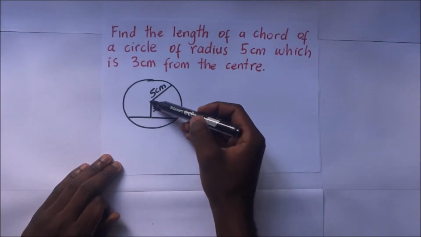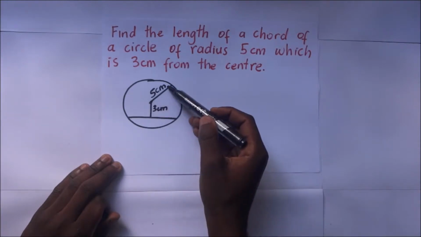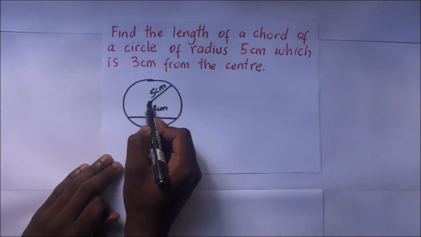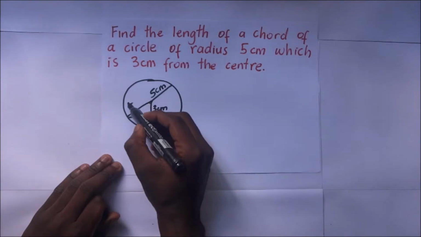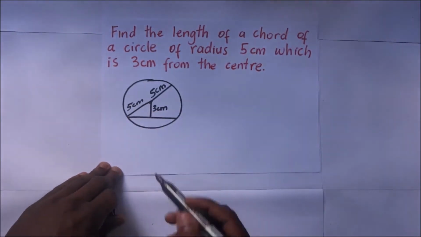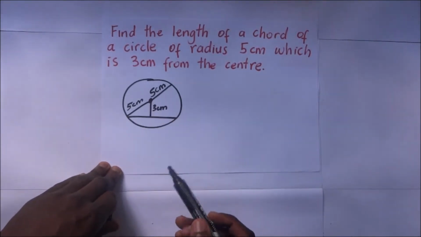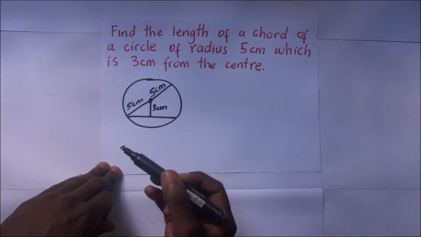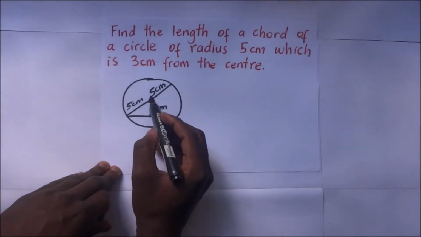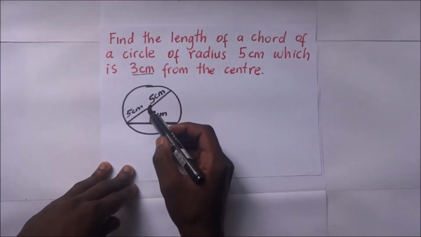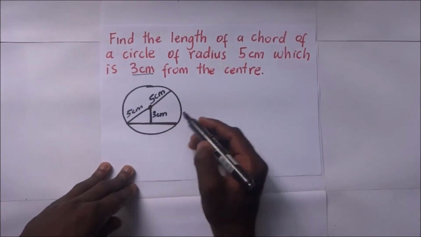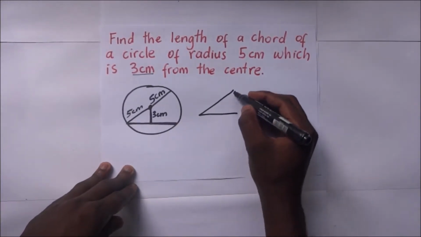So the chord is 3 centimeters from the center, but the circle has a radius. Remember, this distance from here to here is also 5 centimeters, the radius of this circle. This is the circle's center. So if they want us to find the length of the chord, if you look at this and extrapolate it out, you find yourself having a right angle triangle.